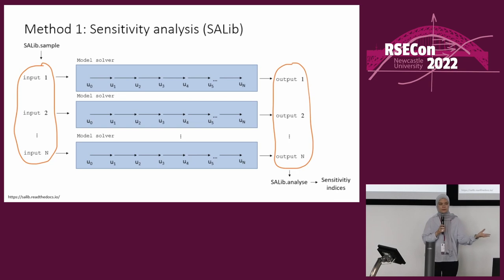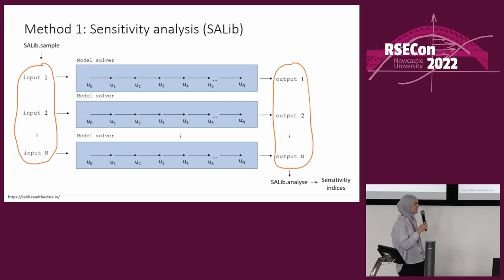You then yourself run your model for all of those different parameter inputs, so you have the freedom to run it on multiple cores or multiple machines, however you're used to doing it, depending, I guess, on how expensive your model is to run. You gather together all of the outputs, very importantly, in the exact same order that the inputs were in.